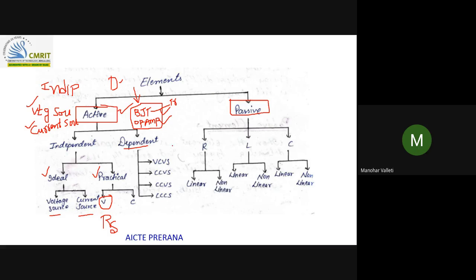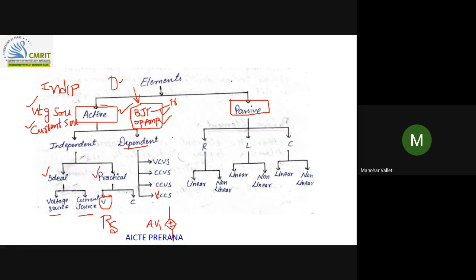Same way, dependent source, you know, right? Dependent source we will represent with this symbol. If it is a voltage controlled voltage source, this is the voltage source, and the control variable for this will be voltage. Like that, current controlled voltage source, current controlled. So here, this is a voltage controlled current source. Okay, so those are active elements.